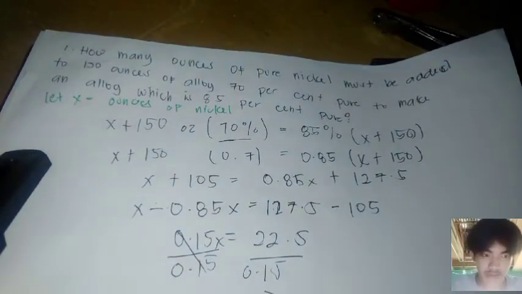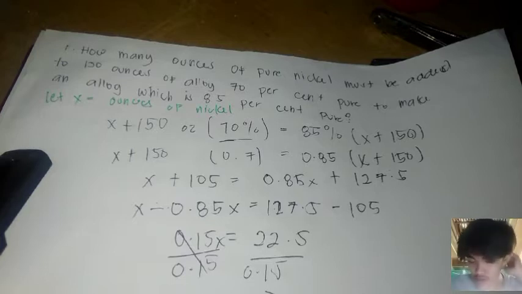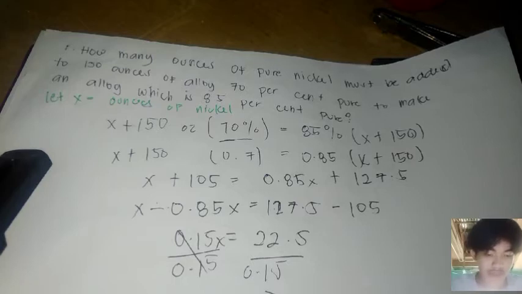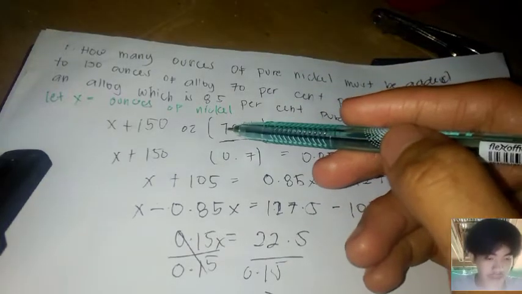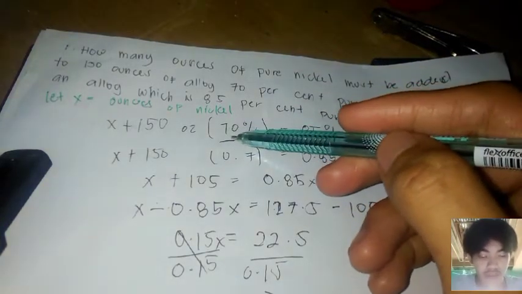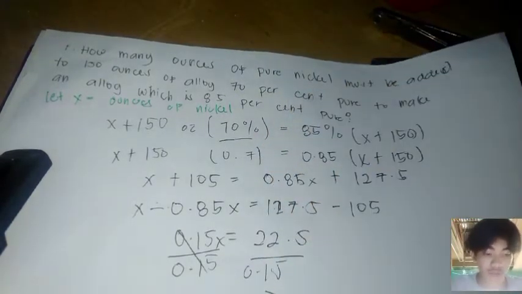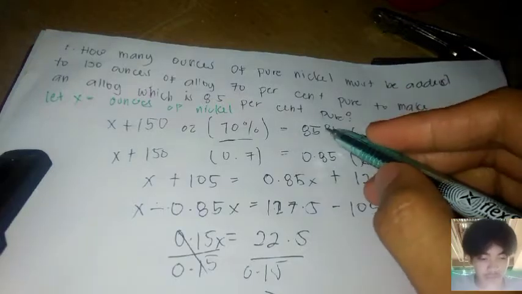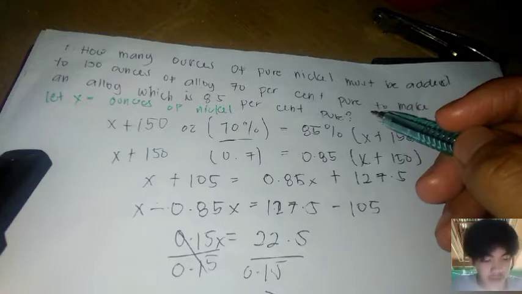So we have here the equation: X plus 150 ounces, quantity of 70%, equals 85% quantity of X plus 150. To solve this, we have to put the percent into decimal point. So we have 0.7, and then the 85% we have 0.85.